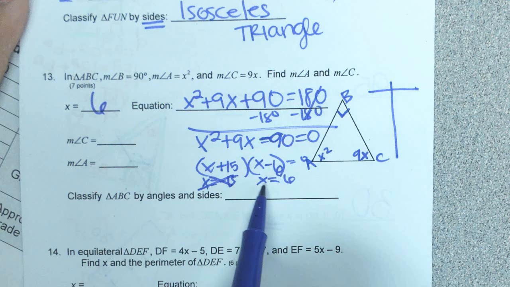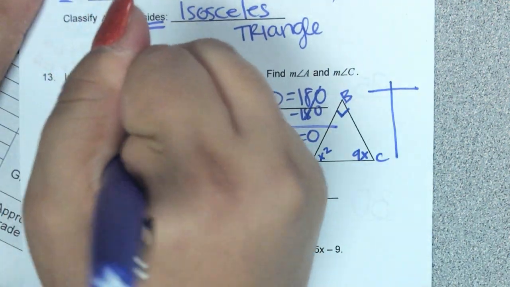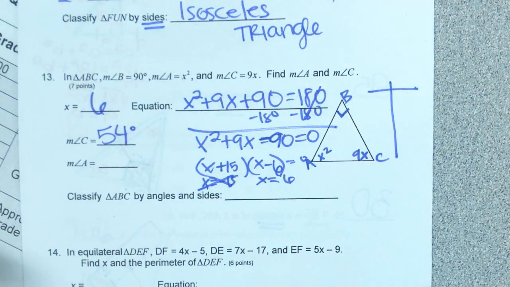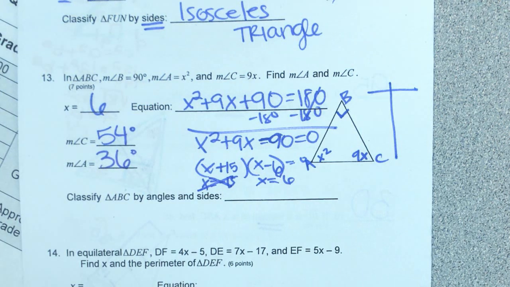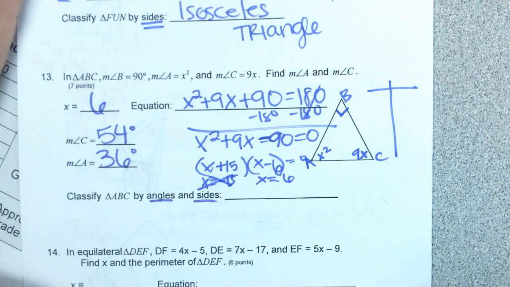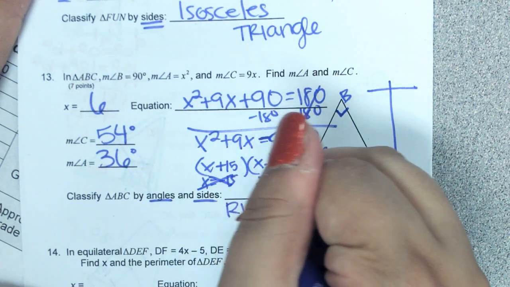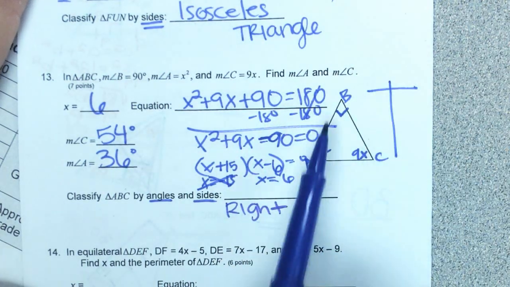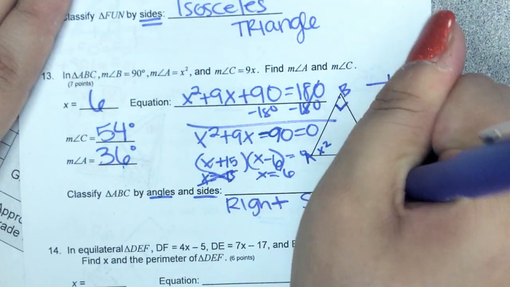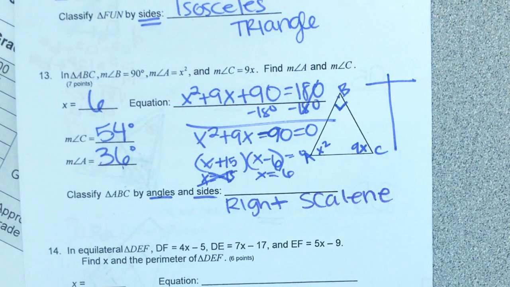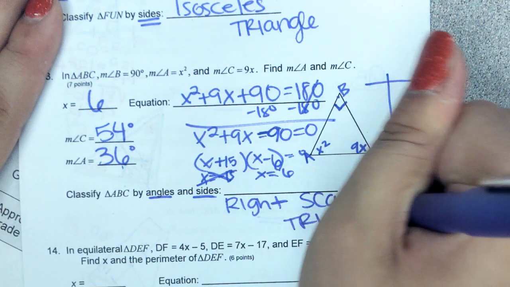So then what is C? What's 9 times 6? 54 degrees. And then angle A, what's 6 squared? 36 degrees. So I want to classify this by both angles and side. By angles, it has a right 90 degrees, so it is a right. If one is 90, one is 54, and one is 36, then it is scalene. So it's a right scalene triangle.